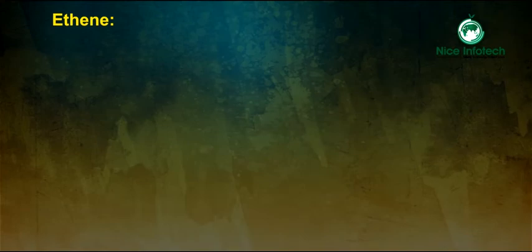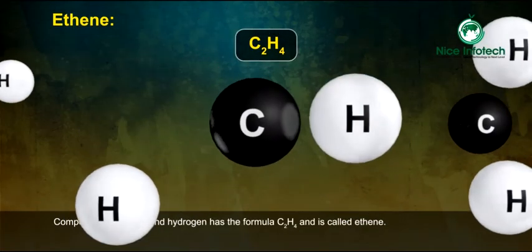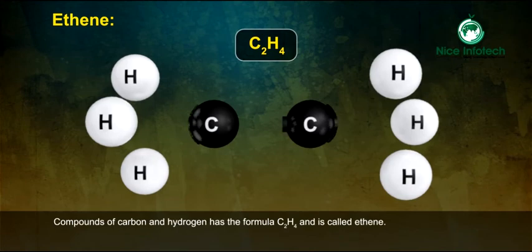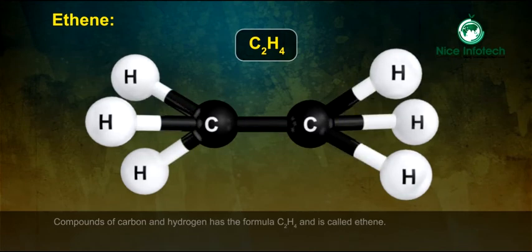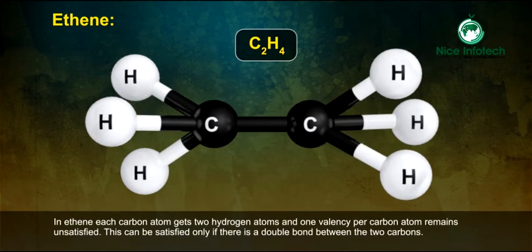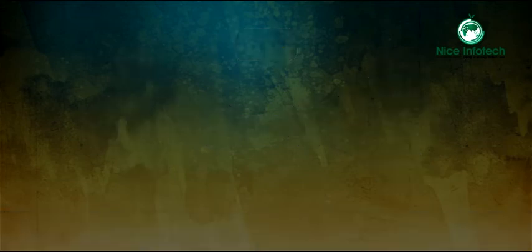Ethene. The compound of carbon and hydrogen with the formula C2H4 is called ethene. In ethene, each carbon atom gets 2 hydrogen atoms and 1 valency per carbon atom remains unsatisfied. This can be satisfied only if there is a double bond between the 2 carbons.